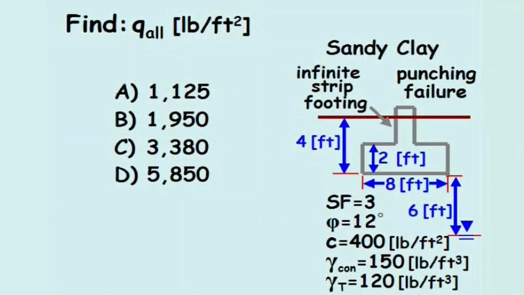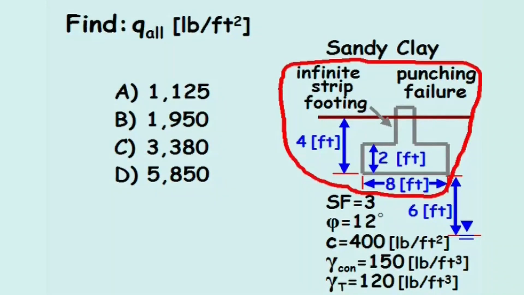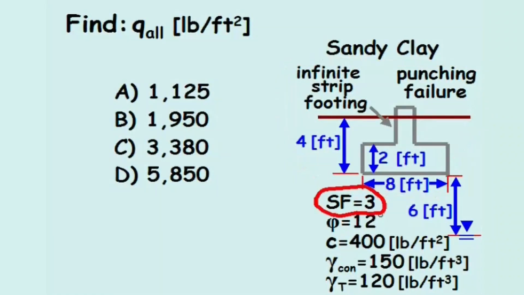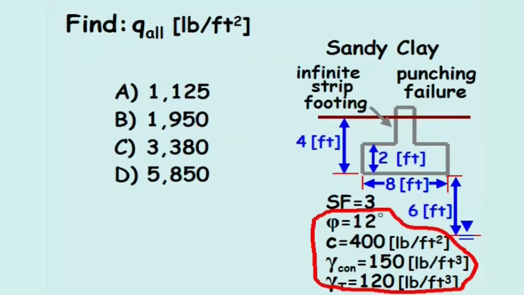Find the allowable bearing capacity in pounds per square feet. In this problem, a strip footing of given dimensions will fail by puncture failure rather than general shear failure. The safety factor is 3. The groundwater table is 6 feet beneath the footing base, and a few other parameters are given.